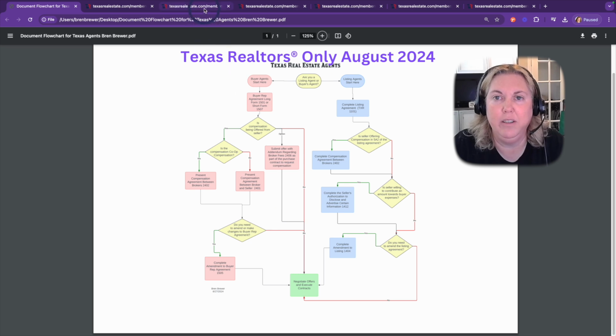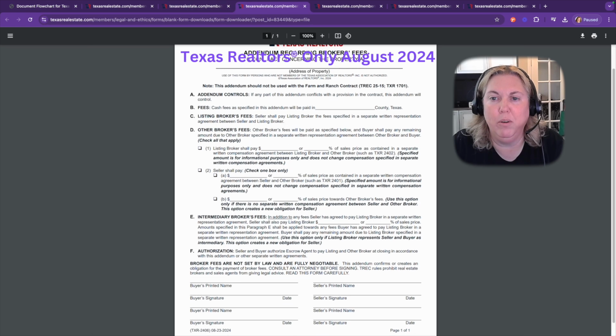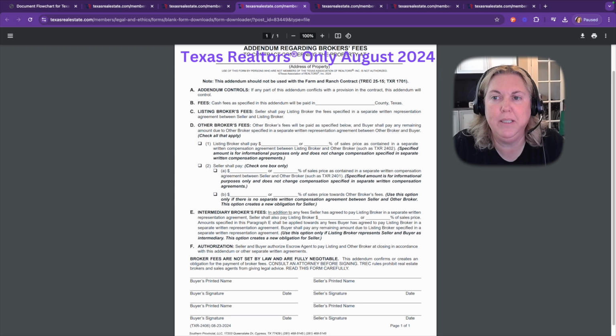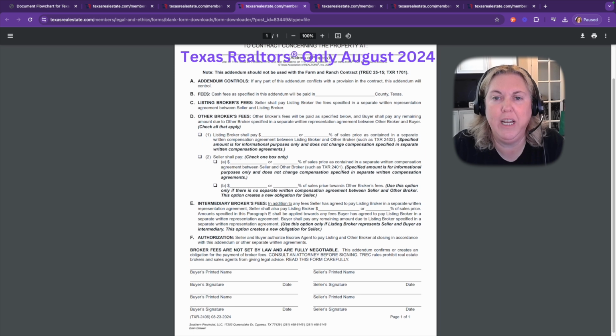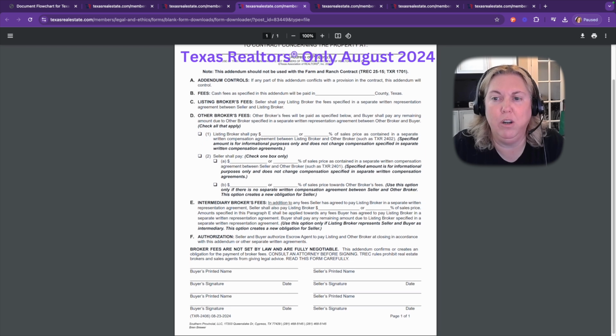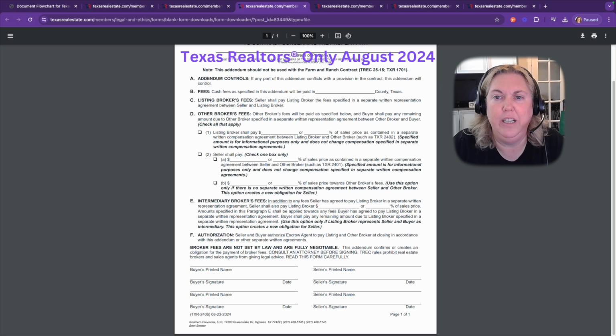So let's pull that document up. The addendum regarding broker fees. This is going to be property specific, and it's going to be attached to your purchase contract, your offer package. And you do not use this addendum with any farm and ranch, okay? So it says fees will be payable, and you'll put the county that your brokerage office is in. And then listing broker fees. Seller shall pay listing broker the fees specified in a separate written representation agreement. And then other broker fees will be paid as specified below.